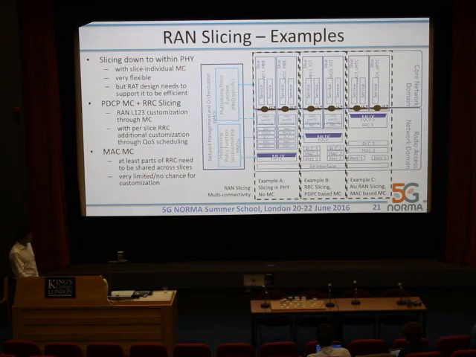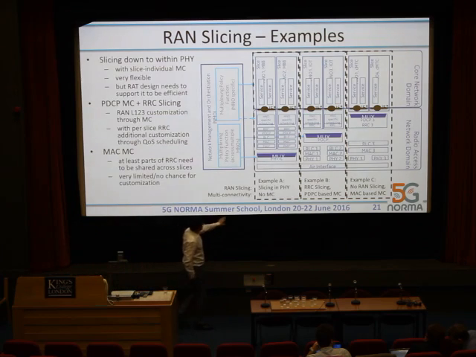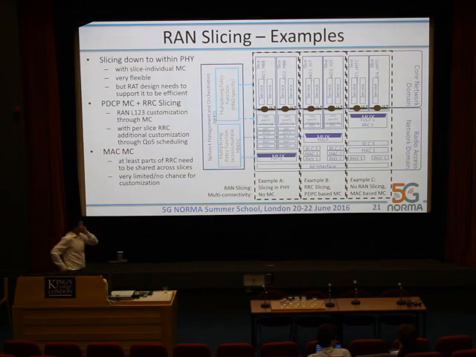So the examples, it looks a little bit complex, it's not really that complex. You see three examples of how to implement network slicing, three options. In example A, the slicing goes down as far as possible, almost a complete separation. I think that's the extreme case, the most that you can do. At least in the end, you need to share the antenna, so there's no way around it.